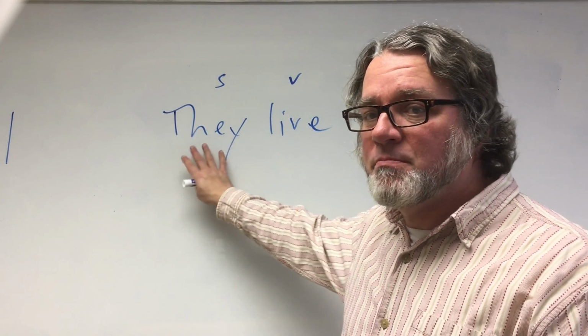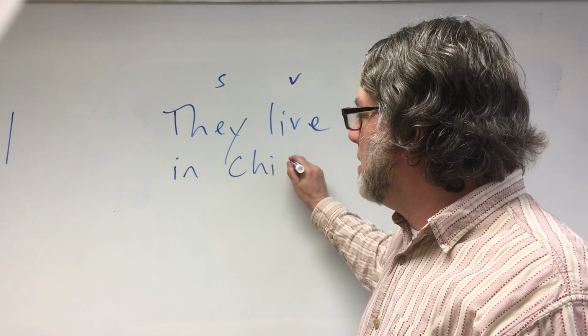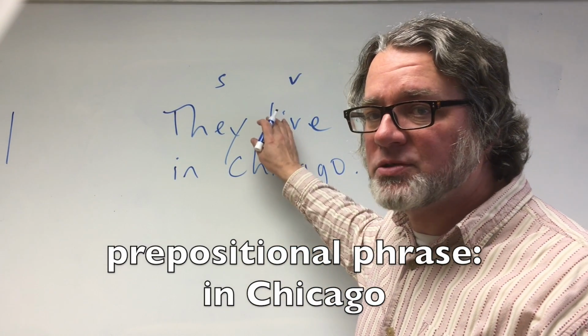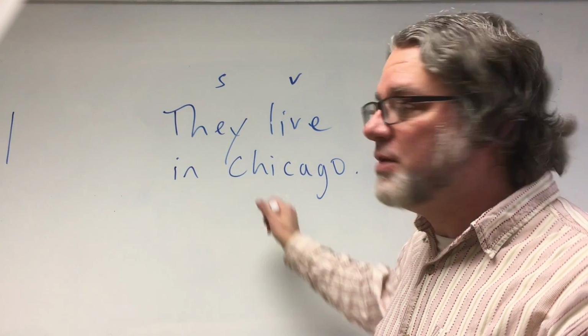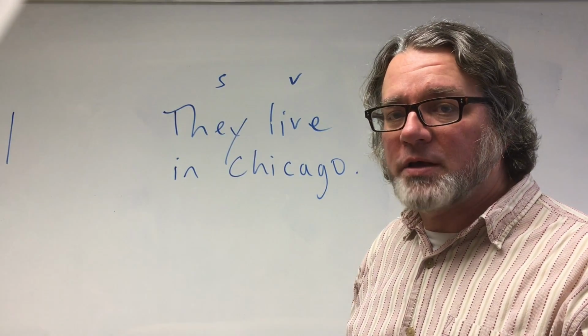Additional information may be added. For example, I can put the location, this is a prepositional phrase, added on to the subject and the verb. But as long as you have a matching subject and a verb, then you have a clause.